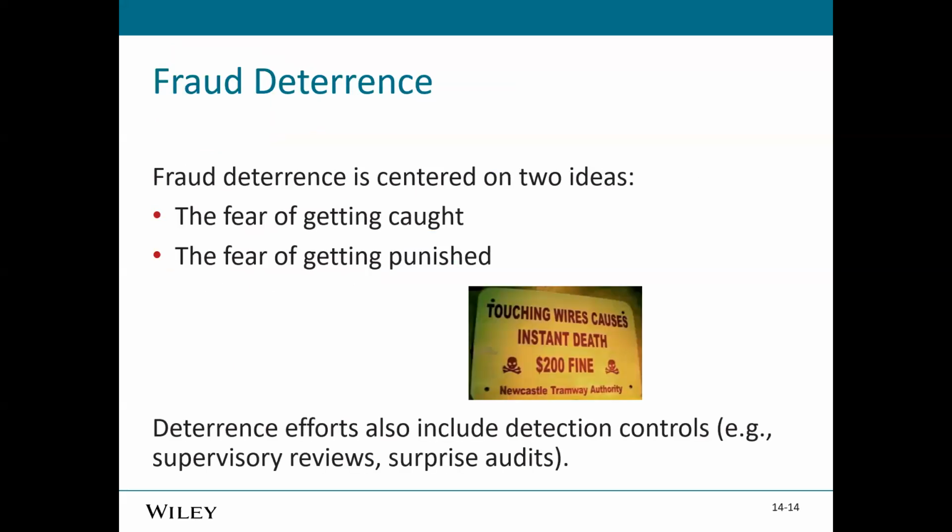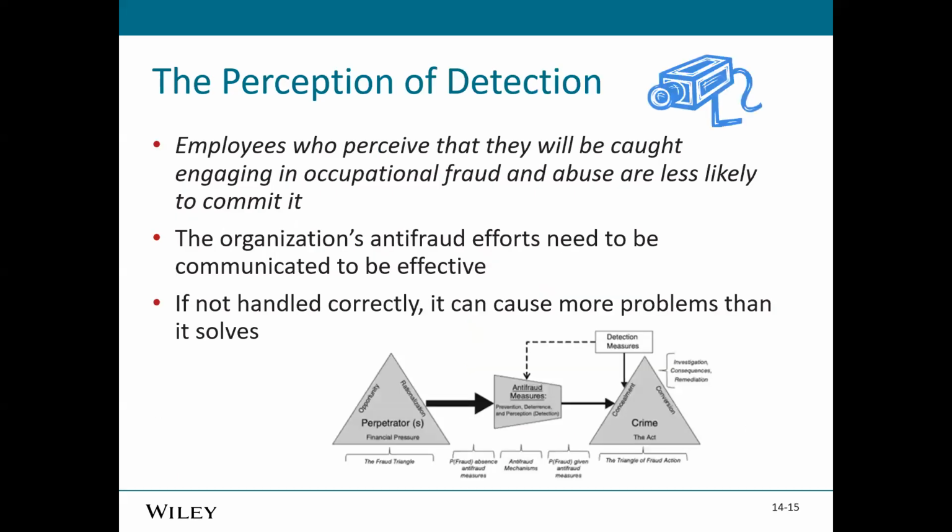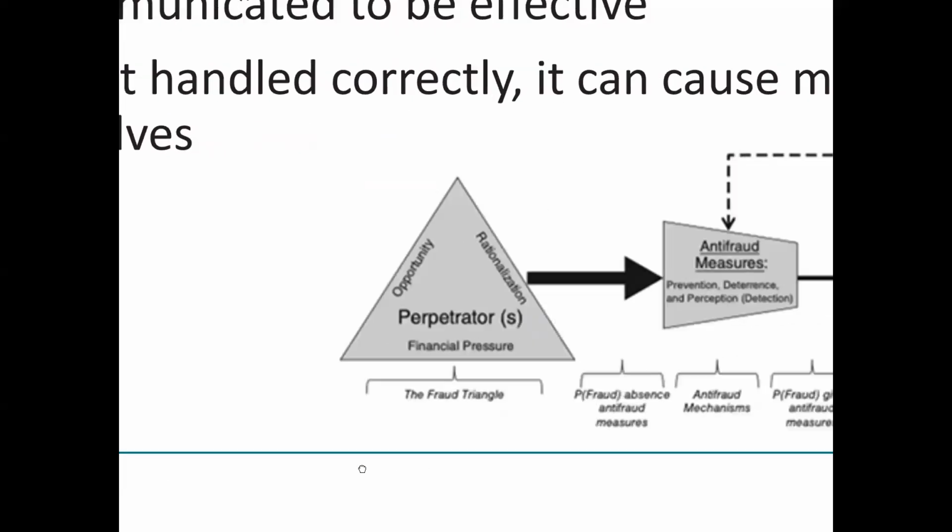So fraud deterrence. Throughout this class, we've talked about fraud deterrence, and we've indicated that there are two pieces to it. First, you have the fear of getting caught, and second, you have the fear of getting punished. If you don't think you're going to get caught, that's not a very good way to deter you from doing things. So deterrence efforts also include detection controls. How are we going to catch you? In order to deter the fraud, we have to instill that fear that if you commit fraud, you're going to get caught. So how can we do that? This perception of detection, we need to make sure that people think that if they commit fraud, they are going to get caught.